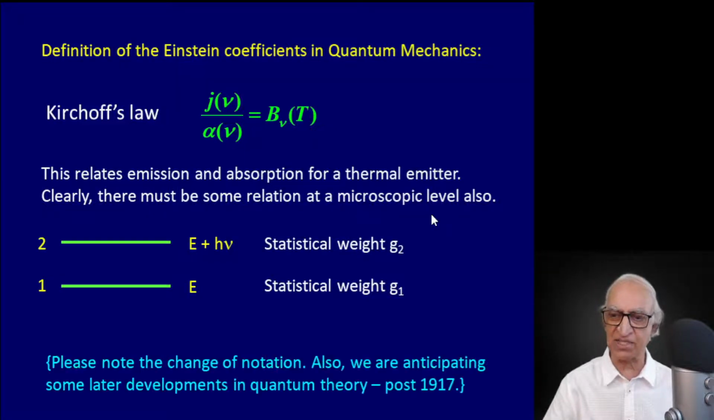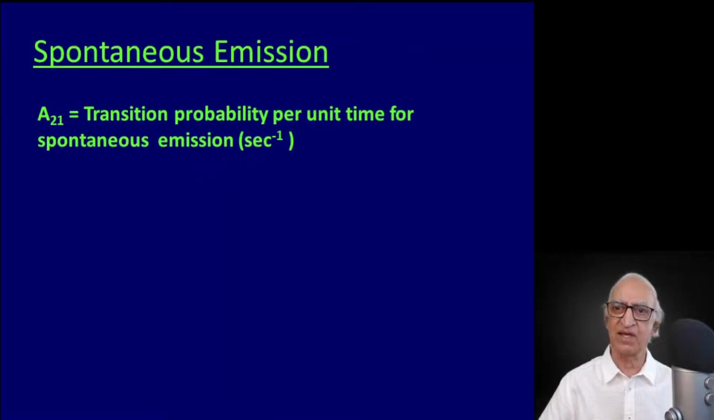Now I'm going to change notation from n and m to 1 and 2 because it's more logical. And let us say there is a level 1 and 2, the statistical weights are G1 and G2, and their energies are E, and the second level has a higher energy, E plus h nu, or the difference in energy is h nu. Very good, let's proceed.